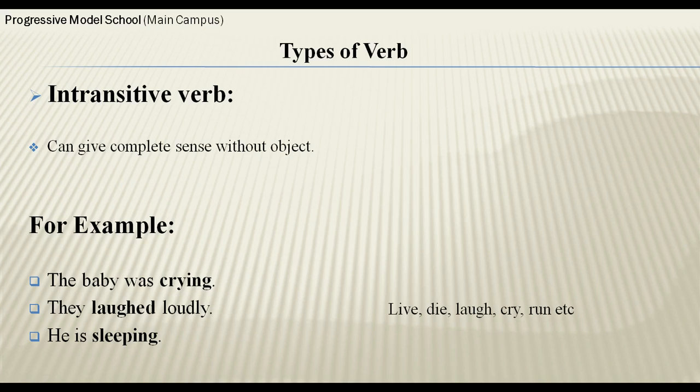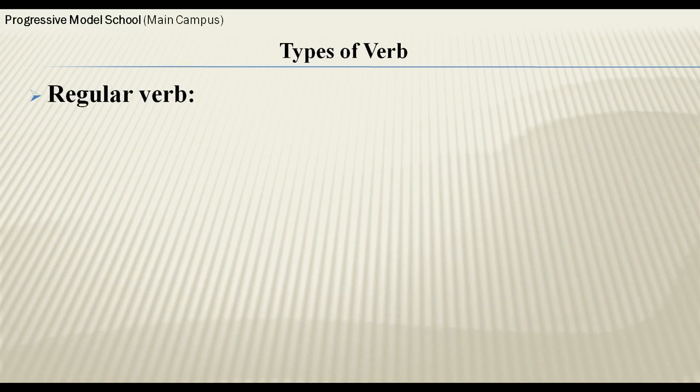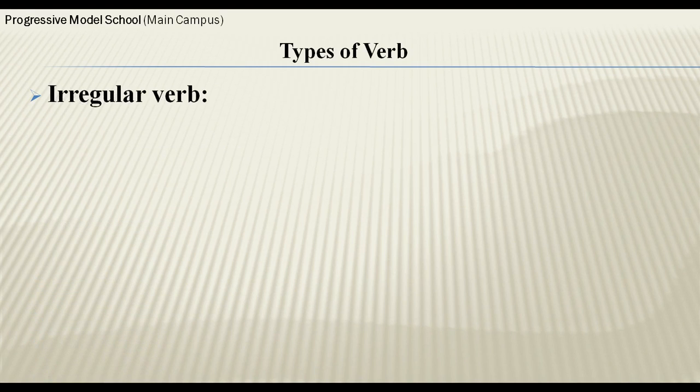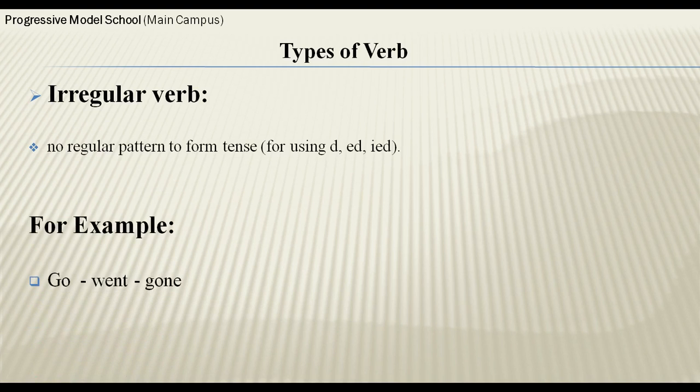So the words like live, die, laugh, cry, run, etc. These all are the types of intransitive verbs. Next type, that is regular verb. Regular verbs follow a regular pattern to form tense by adding d, ed, ied to a word. For example, play, played, walk, walked, study, studied. But irregular verb, which is another type of the verb, doesn't follow any specific pattern. For example, go, went, gone, make, made, made, take, took, taken.